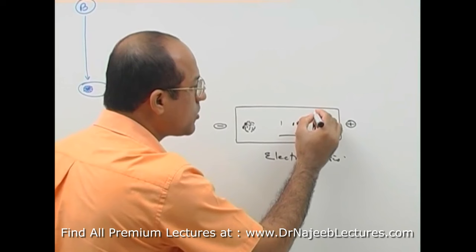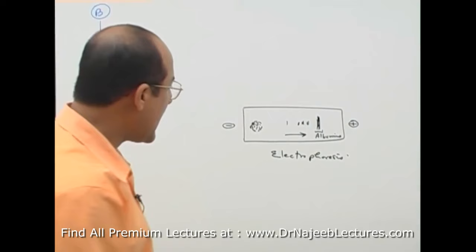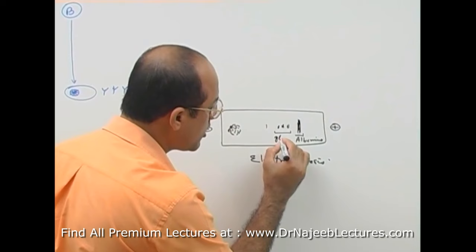Actually, these plasma proteins as a group are called albumins, because albumins have the smallest molecular weight. And this whole group of plasma proteins, these three, is called globulins, and this is post fibrinogen.